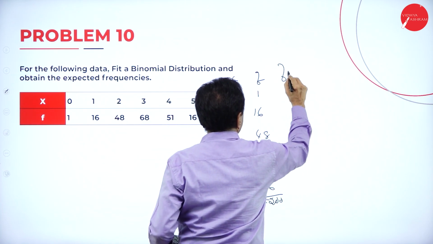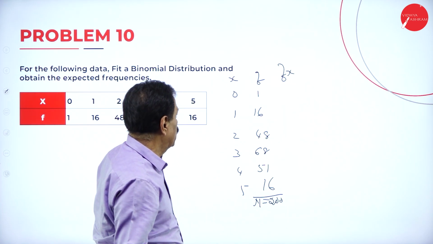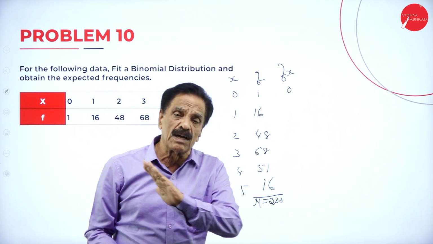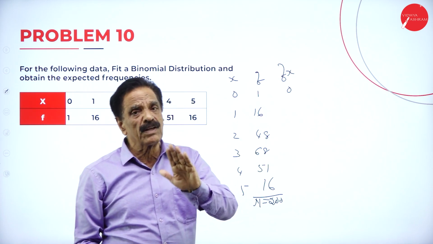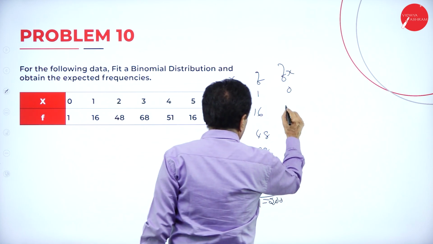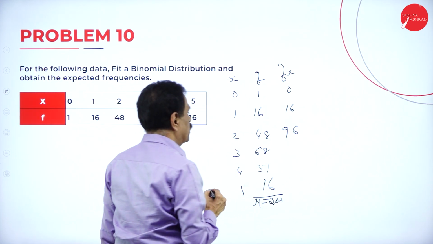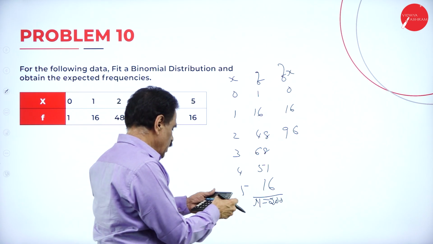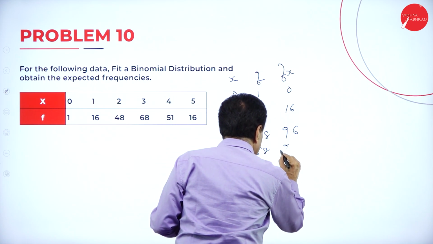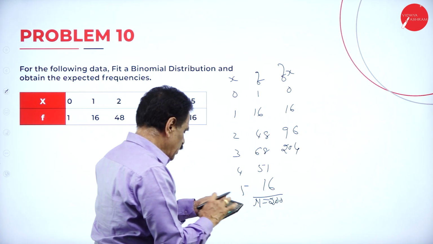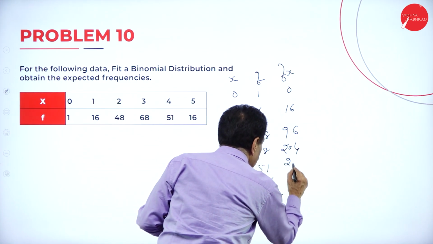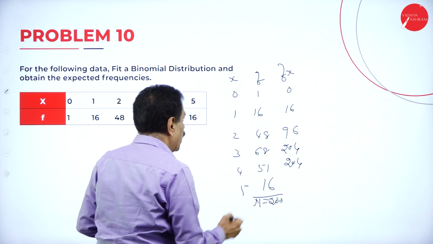Then fx, f into x. 1 into 0 is 0. We want the mean. Mean is equal to fx by n. We have to find this, then only we can find the value of p and the value of q. 1 into 0 is 0. 16 ones are 16. 48 into 2 is 96. 68 into 3, 204. 51 into 4, 204. 16 into 5, 80.